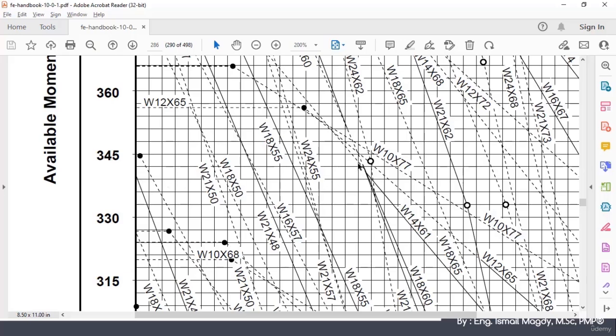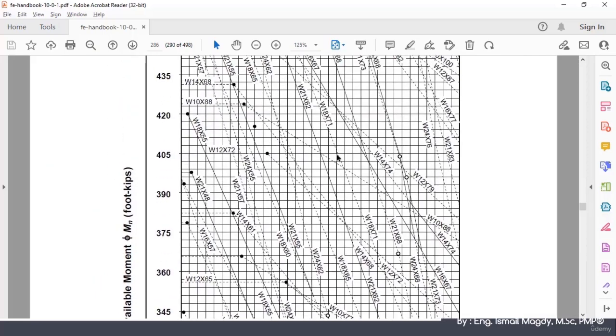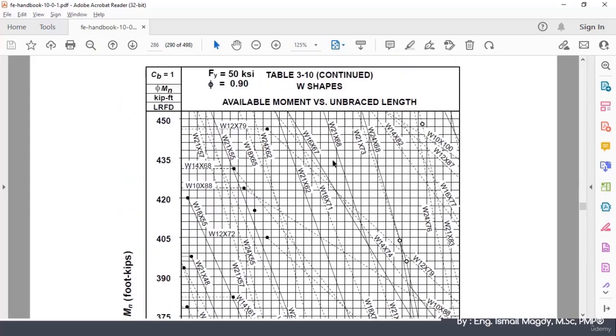So you can see that this graph actually is very simple, and you get it directly in only one step. But of course, this is limited to F yield of 50 ksi and phi of 0.9, which is going to be given to you unless it is a very rare case in which these values are not given to you. You will need to have the other method, which is the equations and the tables. That's why I have explained both to you.